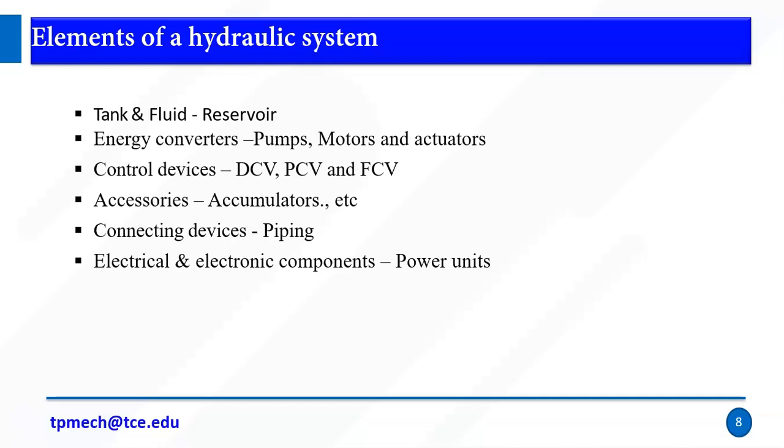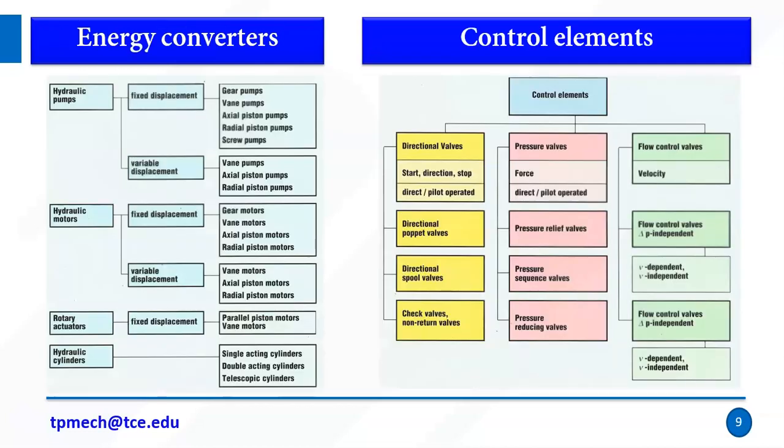And we may have some accessories like accumulators. Accumulators act as a buffer. Buffer in the sense, in our bike we have a reserve, right? It's for emergency. So in hydraulic circuits we may use some accumulator. We will see what it is. And we have a connecting device called piping, etc. And sometimes we use electrical and electronic components like power units. So these are some of the elements of hydraulic systems. We will see them in detail.